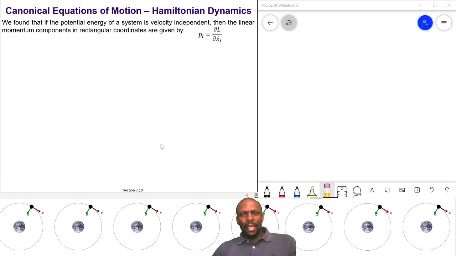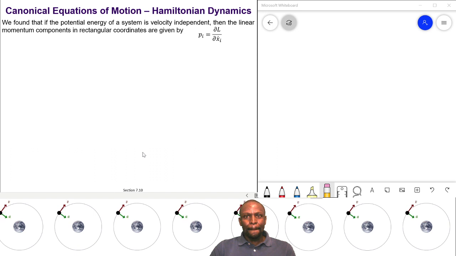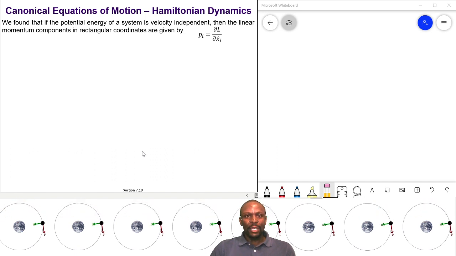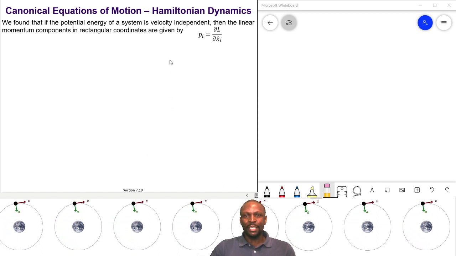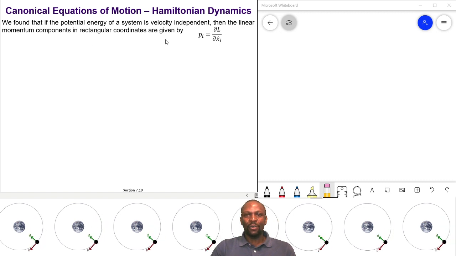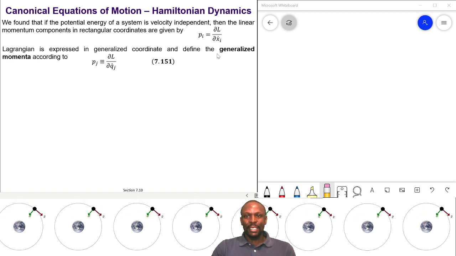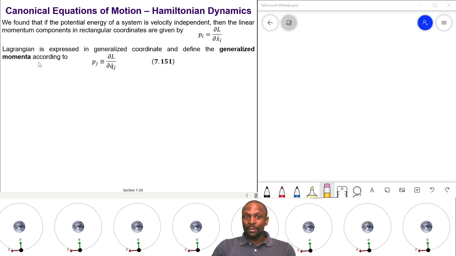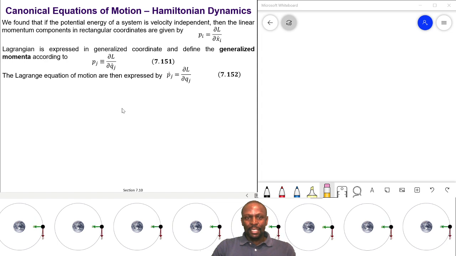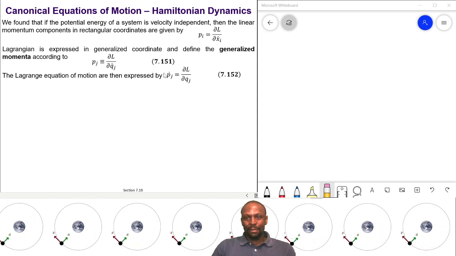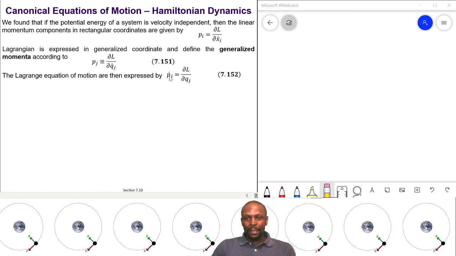Now, let us also introduce, as the last part of this lecture video, the canonical equations of motion, or Hamiltonian dynamics. We found that if the potential energy of the system is velocity independent, then the linear momentum components are just given by this equation. This is what we know. The Lagrangian is expressed in generalized coordinates and defined in terms of the generalized momenta by this equation, and then the Lagrangian equations of motion are expressed in terms of the p dot.